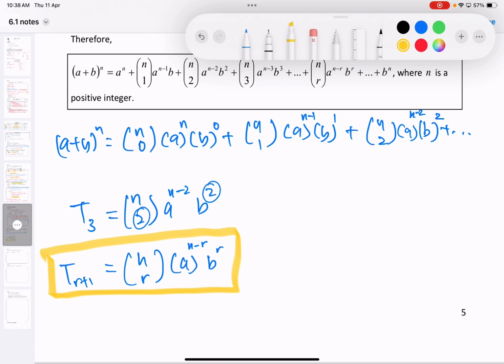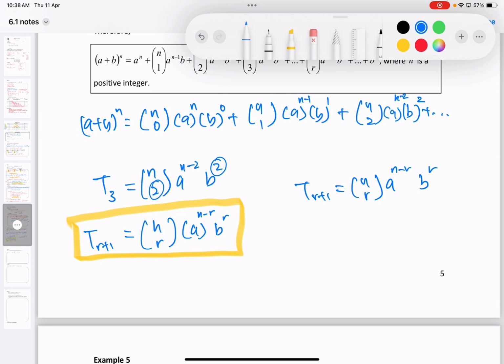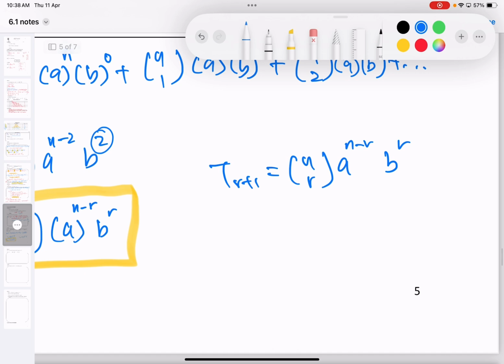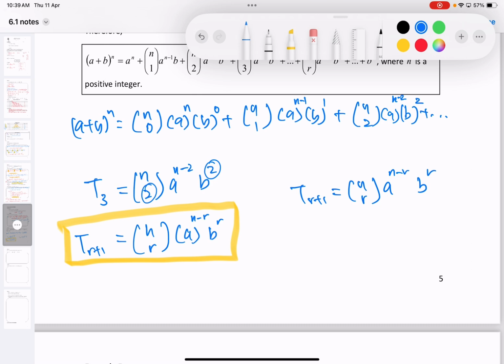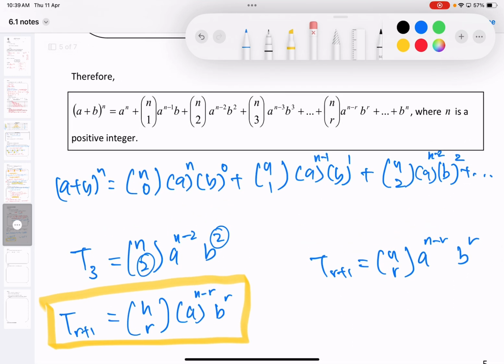So what is the formula you need to memorize? T r plus 1 is equal to n choose r, a to the n minus r, b to the r. What is n? n is the power that you raise your binomial to. And then, what is r? r is not the term of your sequence, because actually if you realize, your r will start from 0.